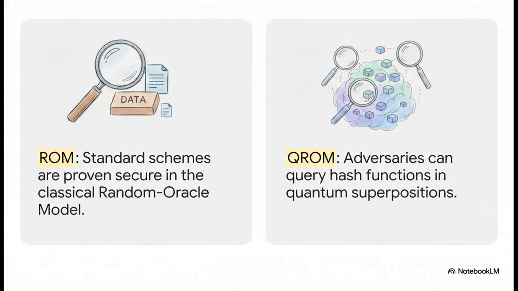There is a stark, undeniable contrast between our classical understanding and our new quantum reality. Standard schemes are proven totally secure in what we call the classical random oracle model, or ROM. But, and this is a big but, that does not guarantee security in the QROM, the quantum random oracle model. In the QROM, adversaries aren't just making standard queries anymore. They can query the hash function in quantum superpositions, opening up entirely new, crazy avenues of attack that our old classical proofs simply cannot account for.